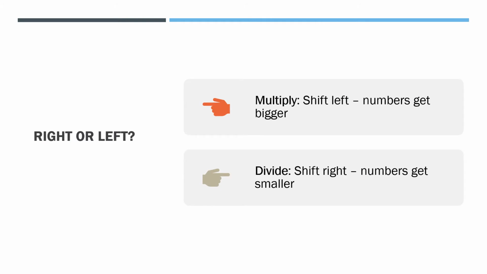It's likely that you might forget which way to shift. Hope this will help you to remember. If you're multiplying, you're making the numbers bigger, and so you're shifting them to the more significant end of the byte. And if you're dividing, your number must be getting smaller, and so you're shifting right, the number's getting littler. Hopefully that helps you to remember.